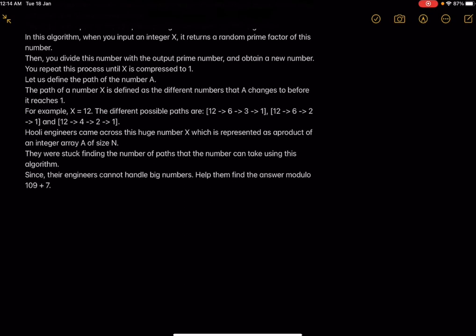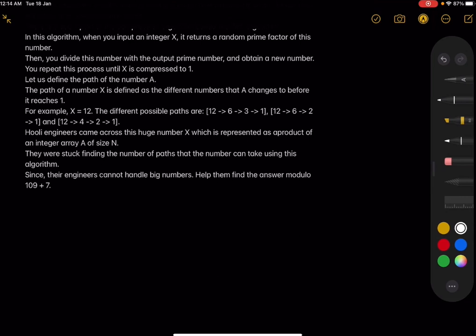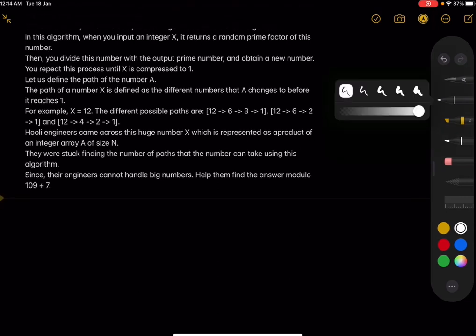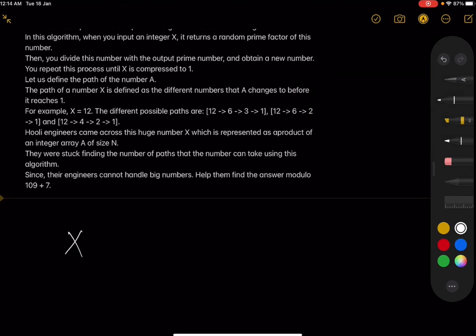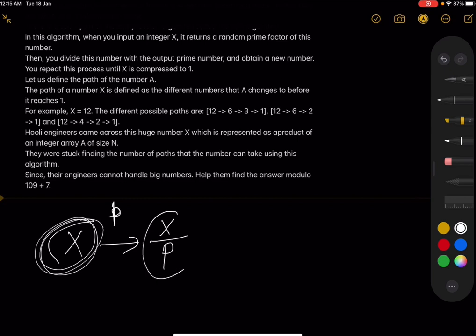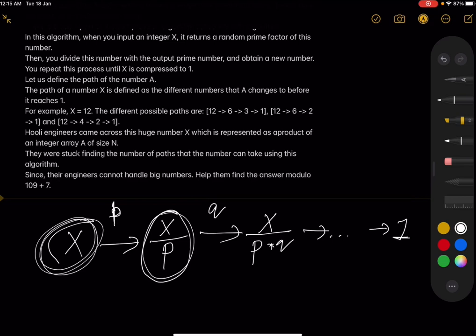So what the question says is that, given a number x, we can take any prime factor of this number x. Let's say we take some prime factor of x which is equal to p, and we divide x by p. So the new value of x becomes x by p. We again try to find another prime factor of this new number x by p, let's call it q. We divide x by p with that number, so that becomes x by p into q. We keep on doing this until we reach 1. So we need to find how many of these sequences are possible.